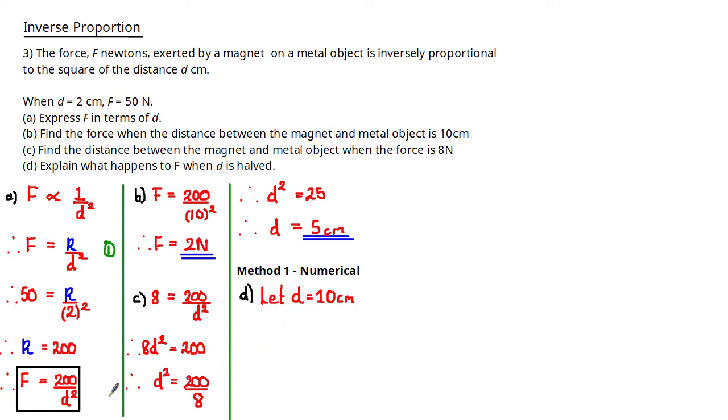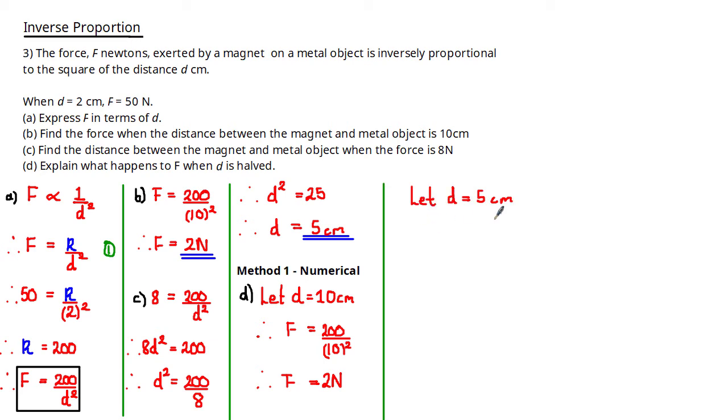Well, subbing this into our formula F, we already calculated the value of F when D is equal to 10 from before. We got that F was equal to 2 newtons, as we have here. Now let's choose D to be half of the value. So if we now let D equal 5 centimeters, subbing this value of D into the formula, we get that F is equal to 200 divided by 5 squared, and therefore F is equal to 200 divided by 25, and 200 divided by 25 is equal to 8 newtons.